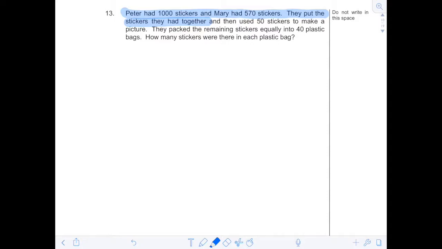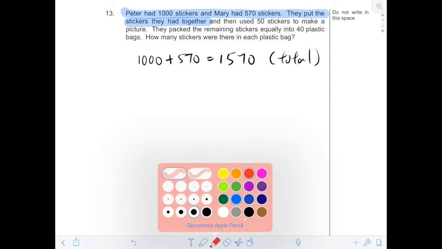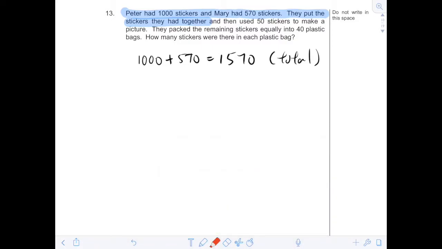Alright, they split it into 2 just to confuse you. So here you just need to take 1000 plus 570, which will give you 1570. So this is the total that they had. The next step you have to do is to look at your information over here: they used 50 stickers to make a picture.